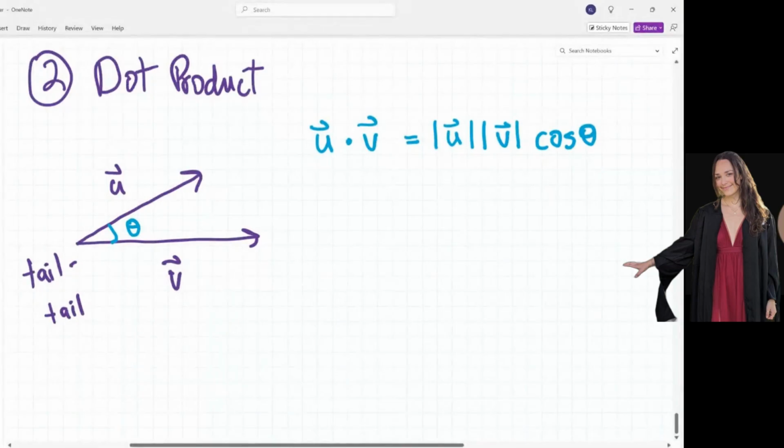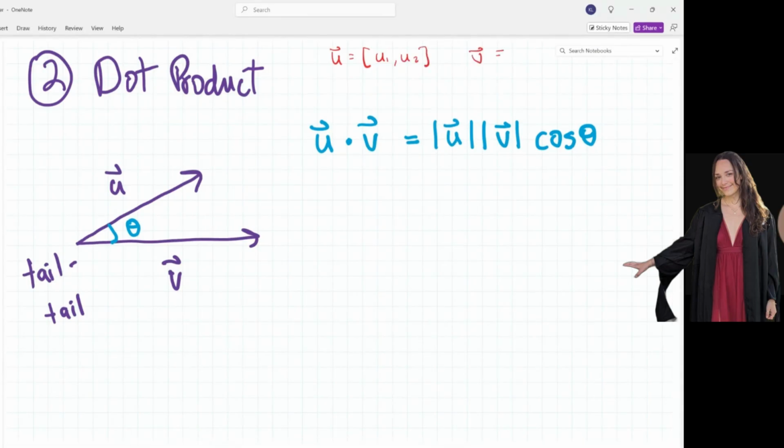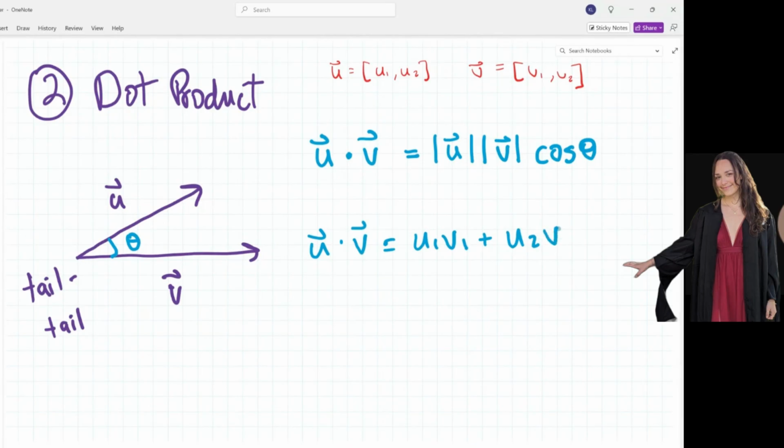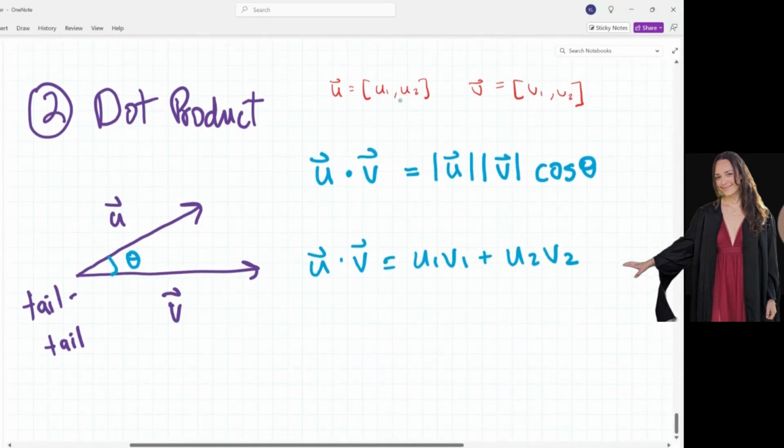Okay, so the second notation is, I guess we just need a bit more information here. So say we have our vector u equals u1, u2, and say our vector v here equals v1, v2. So if we do our second definition for dot product, we have that u dot v equals u1 v1 plus u2 v2. Okay, so we can take the components directly from our Cartesian vectors over there.